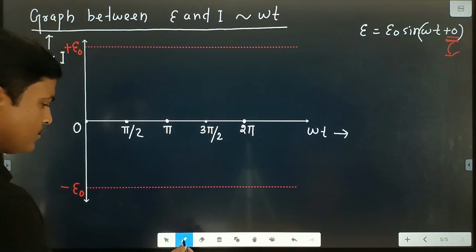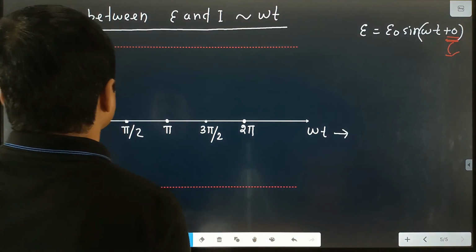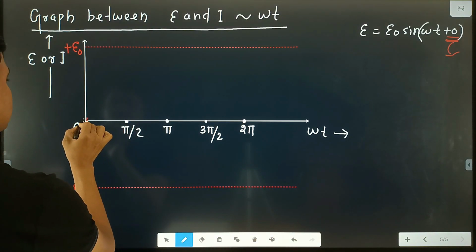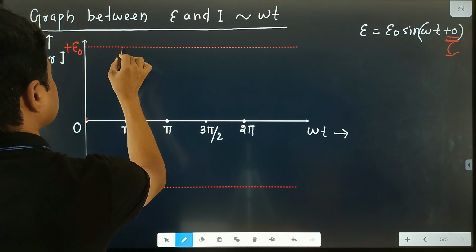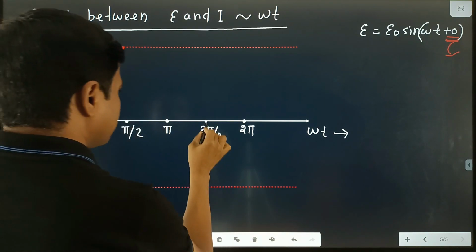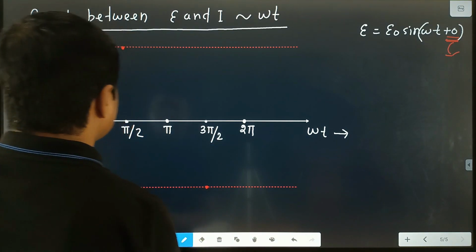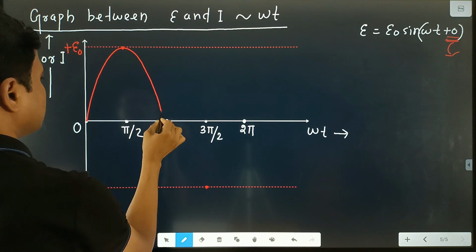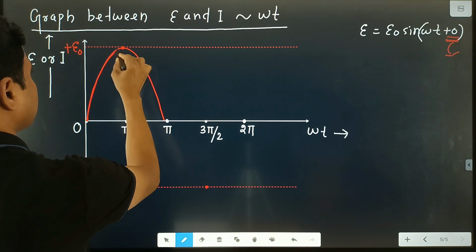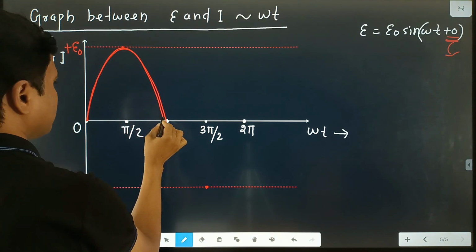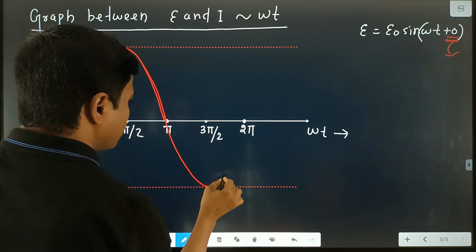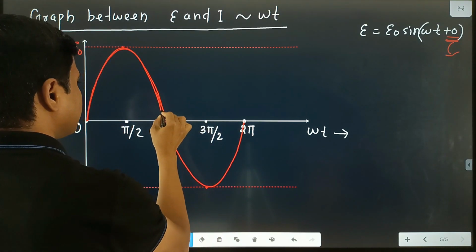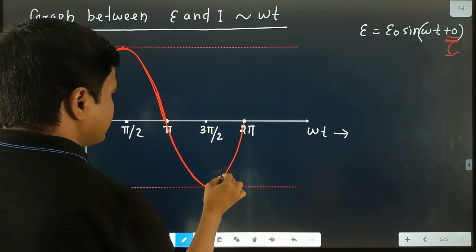So we draw starting from point 0. At pi by 2, this is the maximum value. Here at 3 pi by 2, this is the maximum value. Now I draw the graph. This is the positive half. Now I draw the negative half. Clear? This one is the negative half.